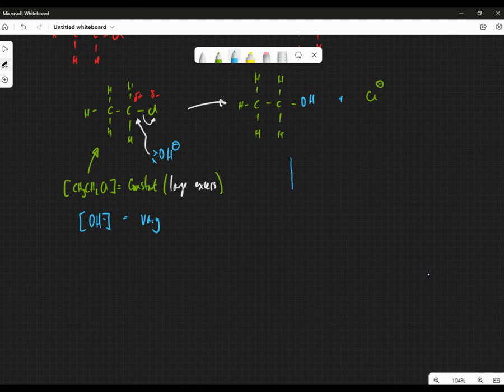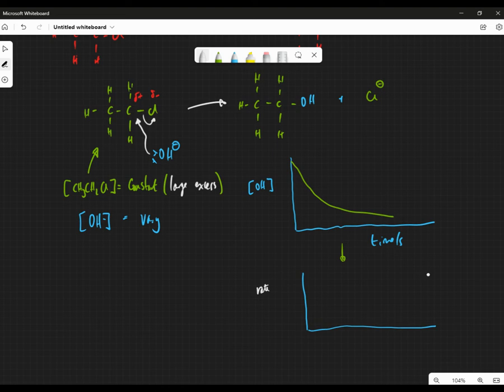If you've seen the last video, we draw a graph of the concentration of the hydroxide ions against time, and we'd see it dropping off. We use that graph to create a second graph, which is the rate against the concentration of hydroxide ions. Hopefully you would get a straight line, so you can say the rate is equal to some constant times the concentration of hydroxide ions.